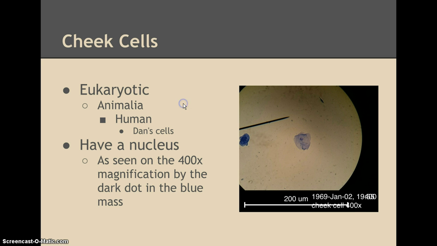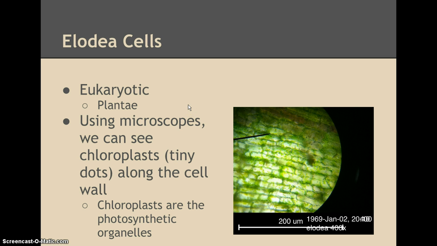But, moving on, Elodea cells, which are also plant cells, do have a cell wall, which is one defining characteristic of plant cells that differentiates them from animal cells. So the Elodea cells, they're eukaryotic. They're from the kingdom Plantae. Using microscopes, we can see chloroplasts, the tiny dots along the cell wall. Another feature that distinguishes plant cells are the chloroplasts, which are the photosynthetic organelles. You can see them along the cell wall here.